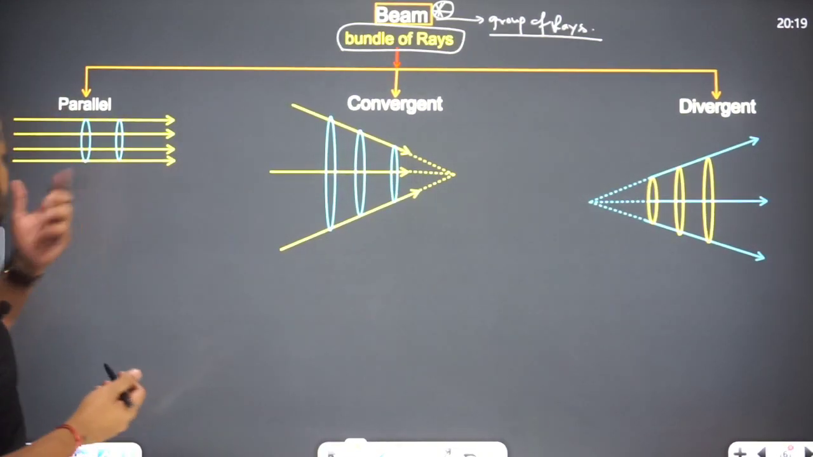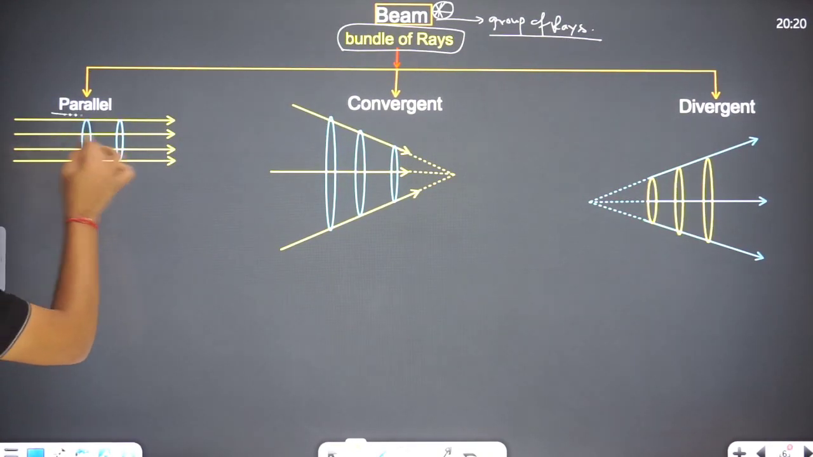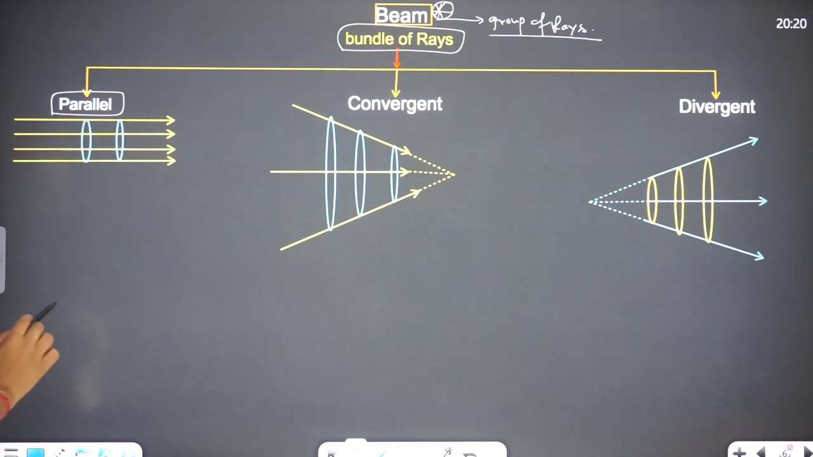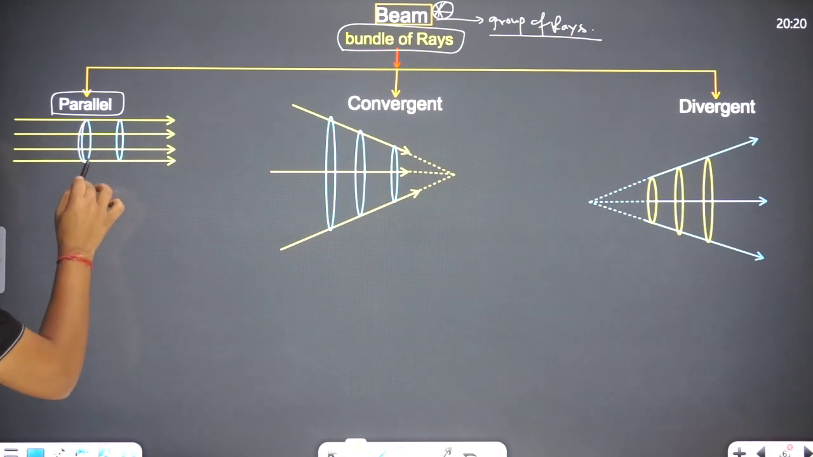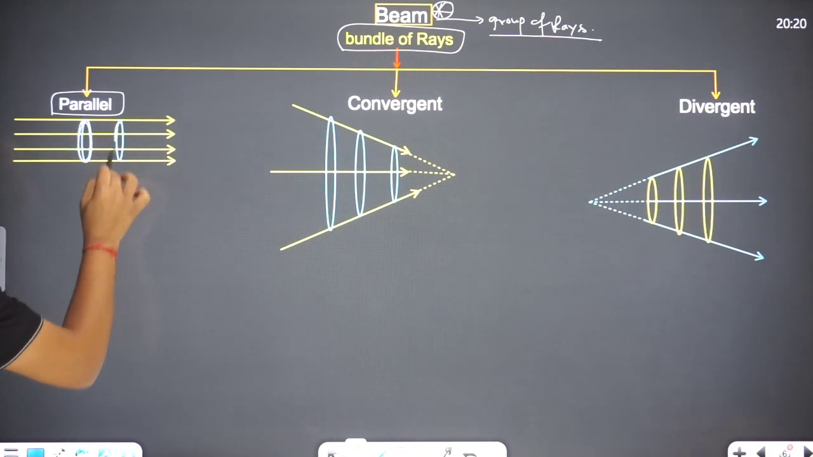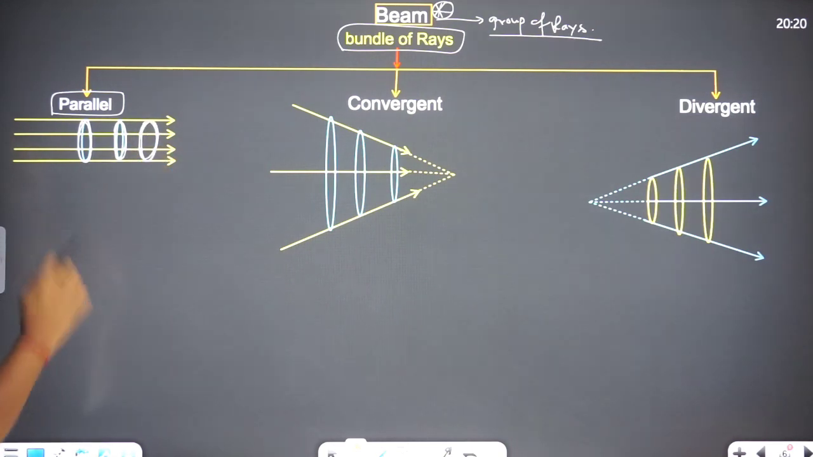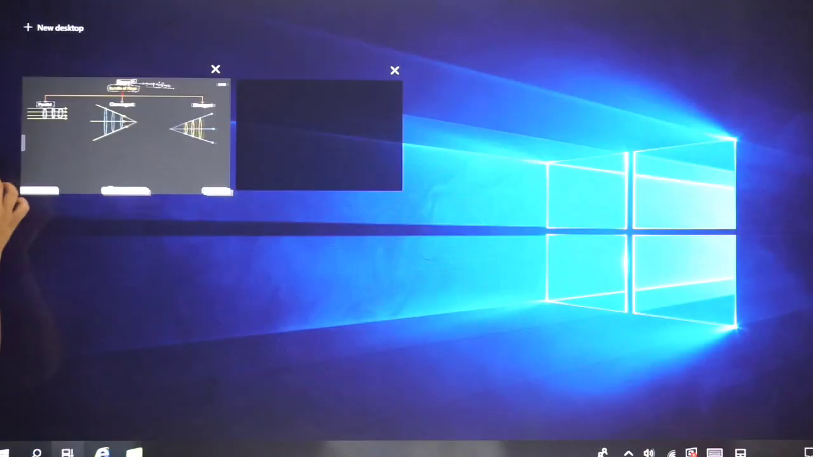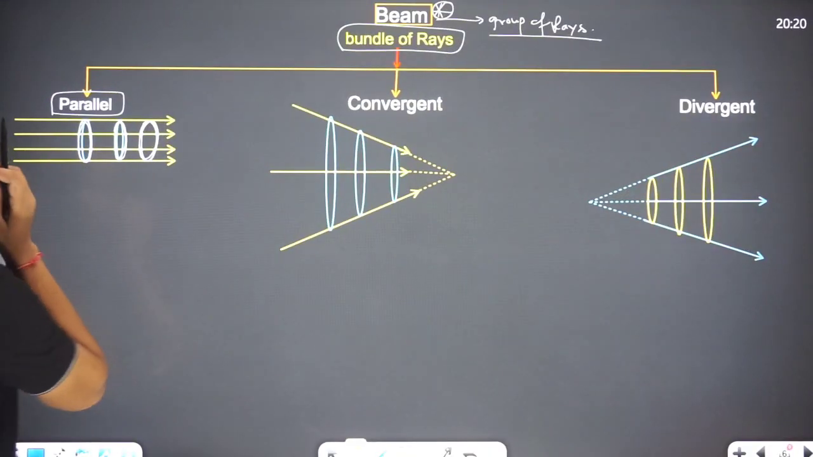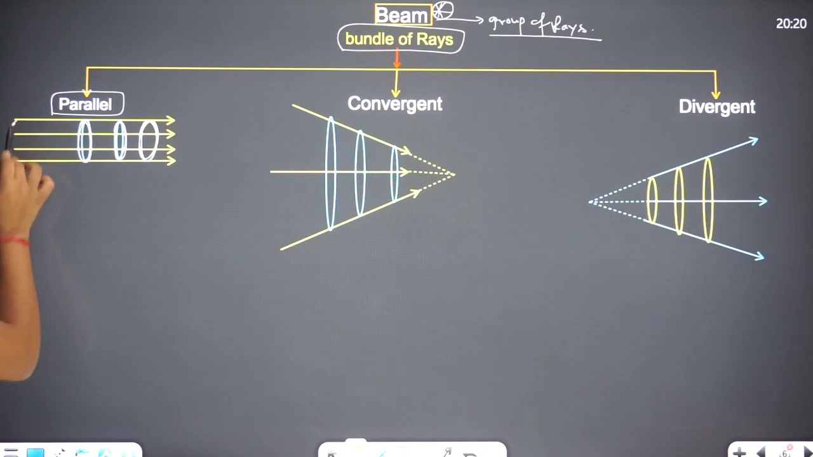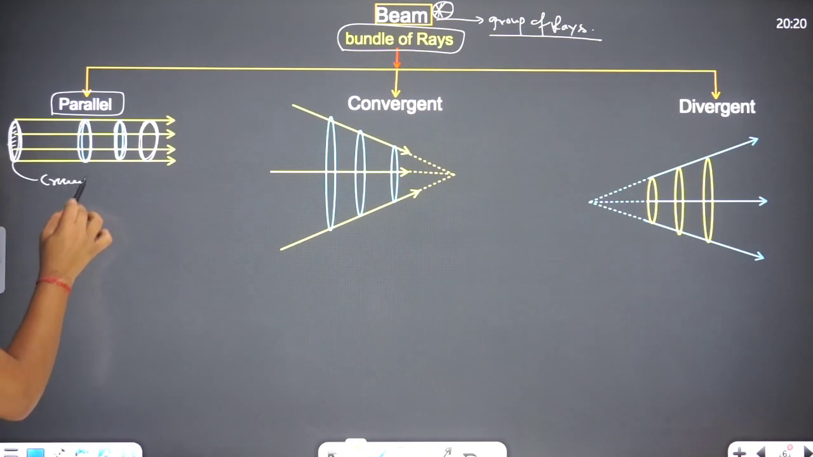The first one, you can observe over here, is called the parallel beam, right? What is the meaning of a parallel beam? A beam is parallel when its cross-sectional area remains constant. The cross-sectional area of the beam at each and every point remains the same. I hope you understand the meaning of cross-sectional, right? When you observe from this side, you will see a beam over here. The area of this beam is called the cross-sectional area.